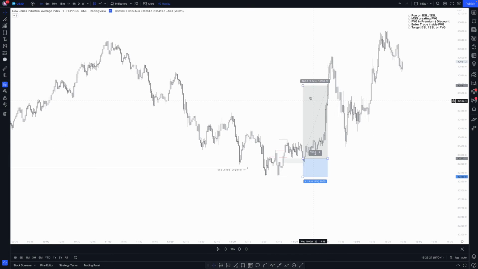So you've got a couple of options. You could target somewhere down here. You could target a fixed risk of 1 to 4. You could target somewhere up here. You could target even this high, right up here. But for me personally, I probably wouldn't do that.